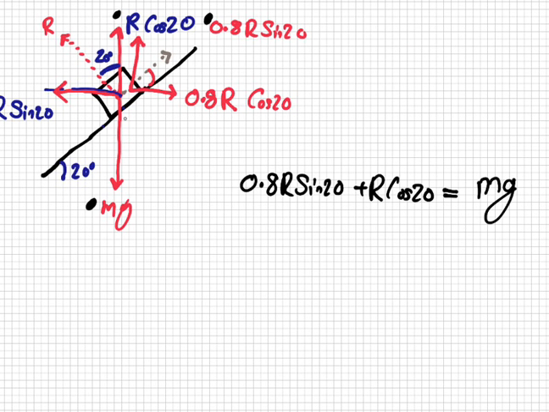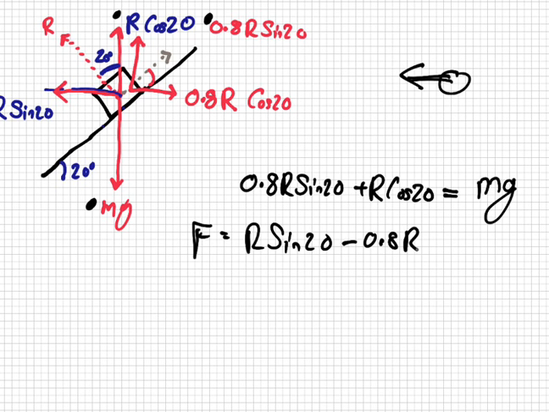Now, this is travelling in a circle. So which way does the force act? To the centre of the circle. So that means there's a force going to the centre of the circle, and it's made up of R sin 20, and then minus 0.8R cos 20. But this is a circular force. Now, do we know anything else? We know the radius, don't we? So which formula should we use?